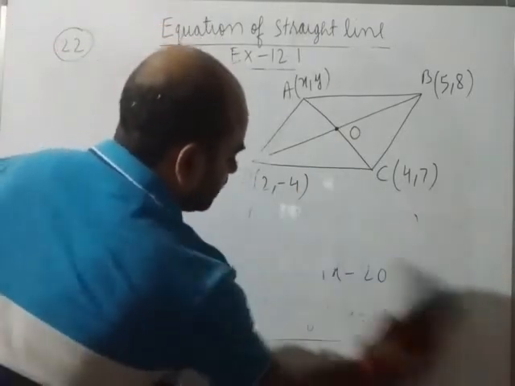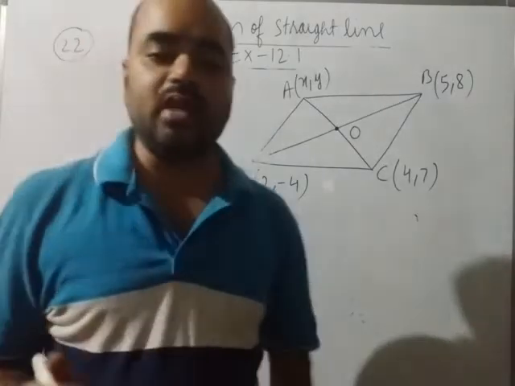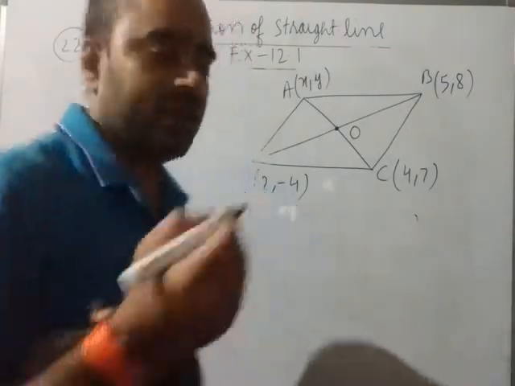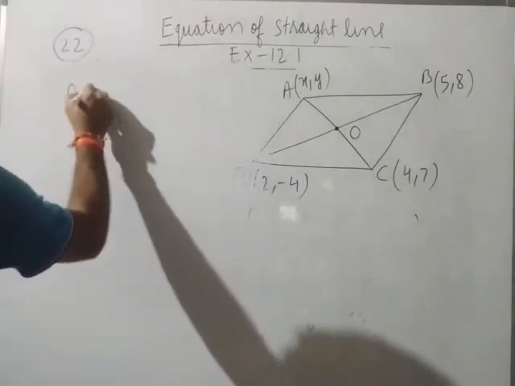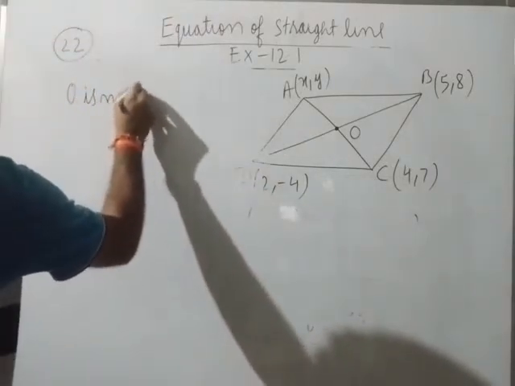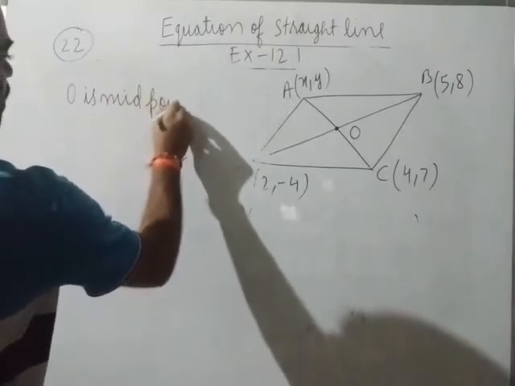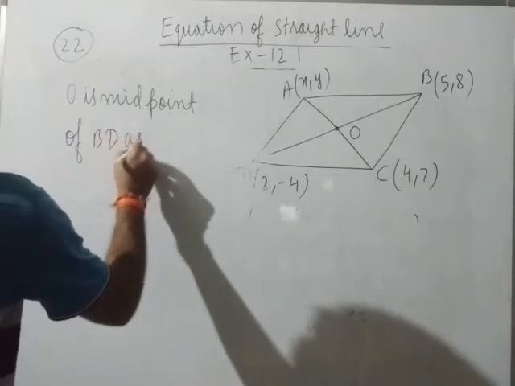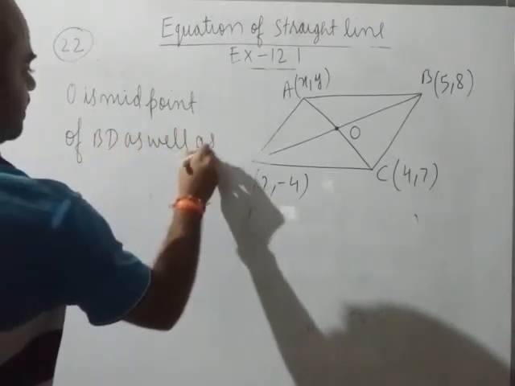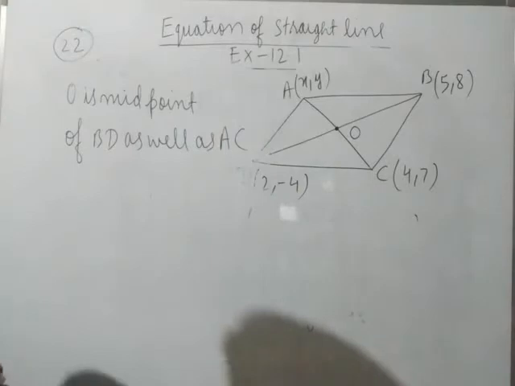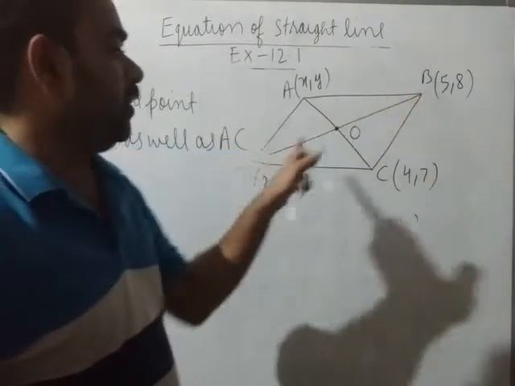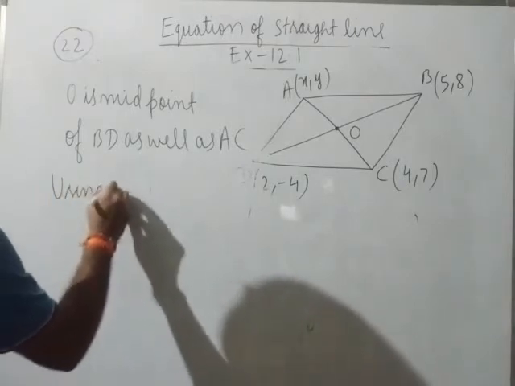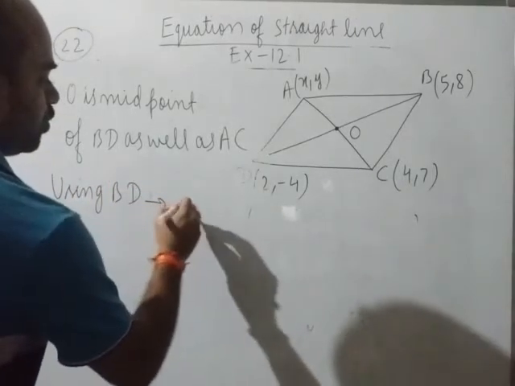So what will we write? Since ABCD is a parallelogram, therefore the diagonals bisect each other. Hence, O is the midpoint of BD as well as AC, both. Correct? So first we'll calculate using BD. Using BD, what is the coordinate of O?